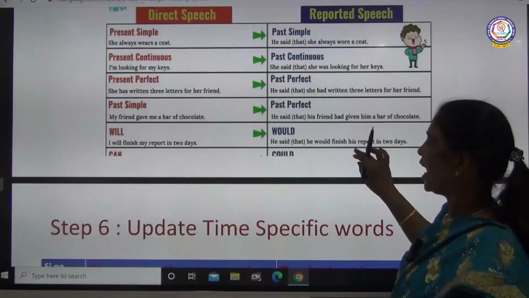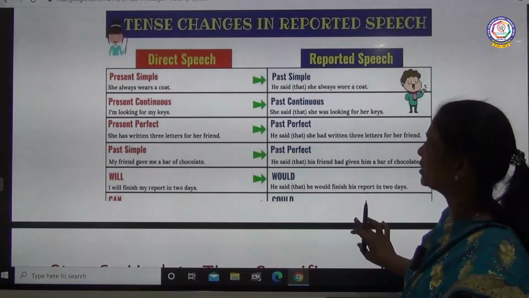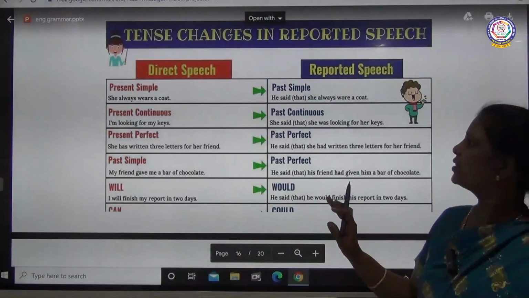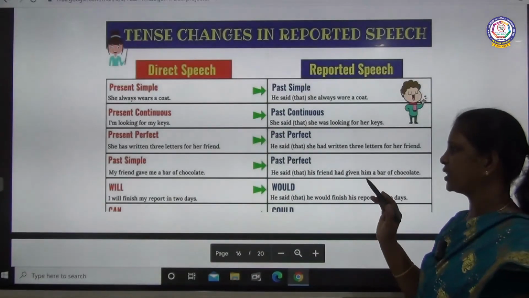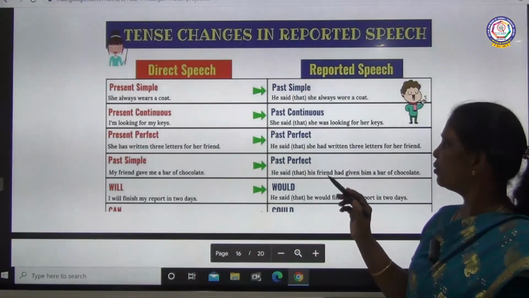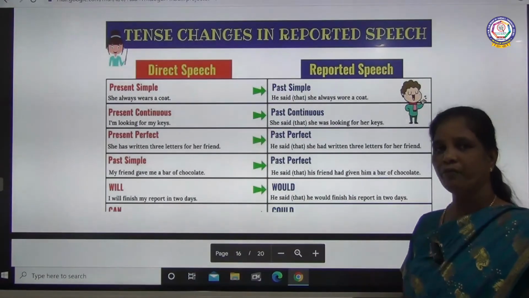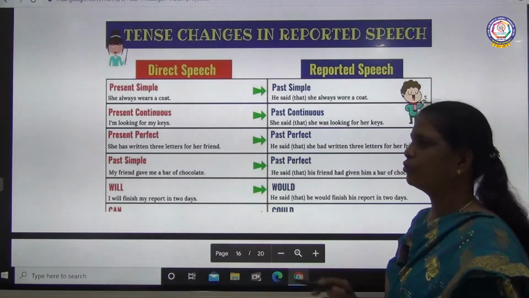Will and can will be changed into would and could. Other things, all in the past tense, will be changed. So simple present will change into simple past. Present continuous will be changed into past continuous. Present perfect will be past perfect. Simple past will be past perfect. Past perfect and past perfect continuous will stay the same, because there is no change in these.